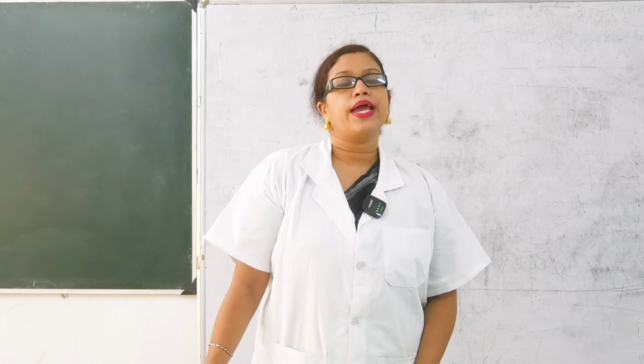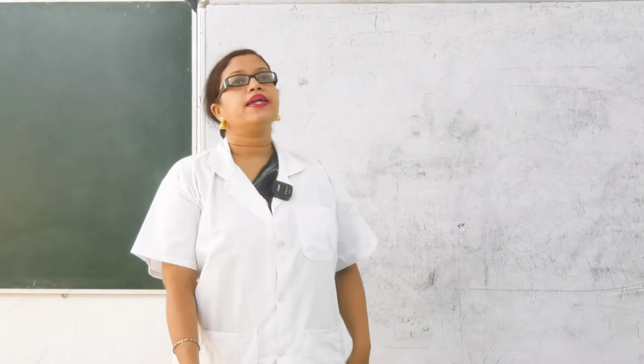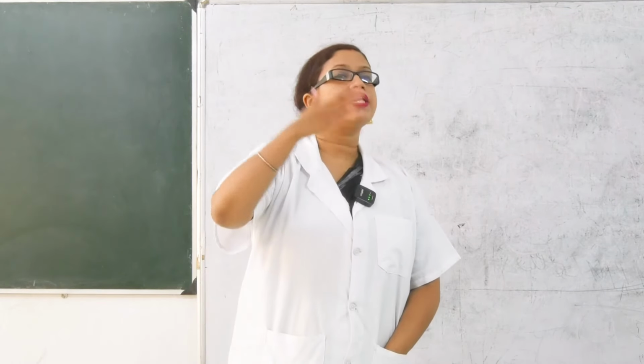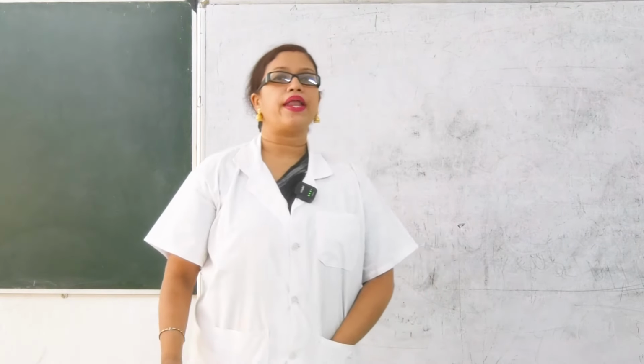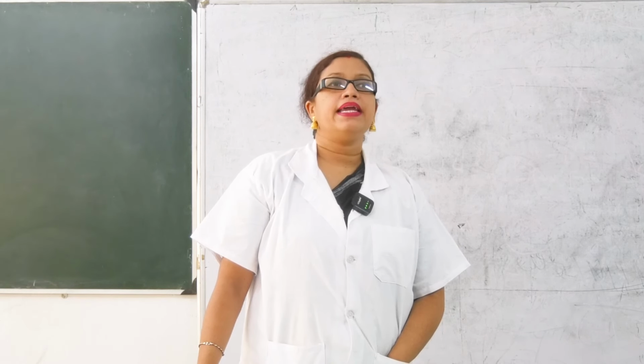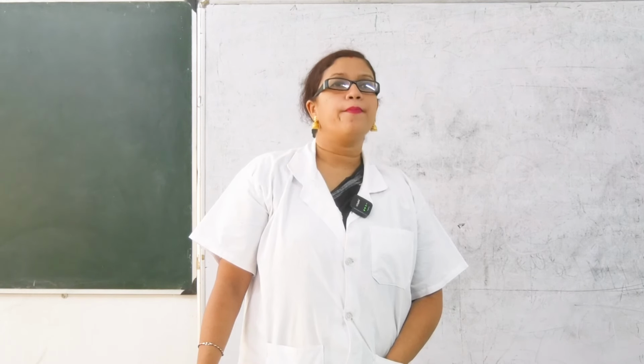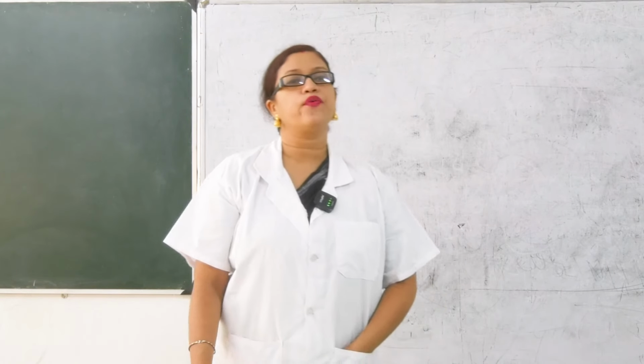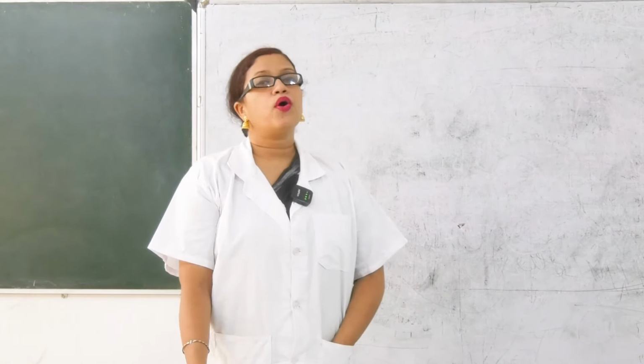Write it down. The grey matter is found outside of the brain parenchyma, and it is formed by cell bodies of different types of neurons, lots of cell bodies.